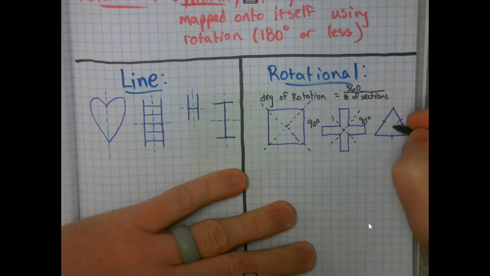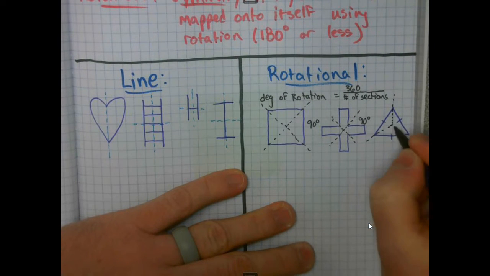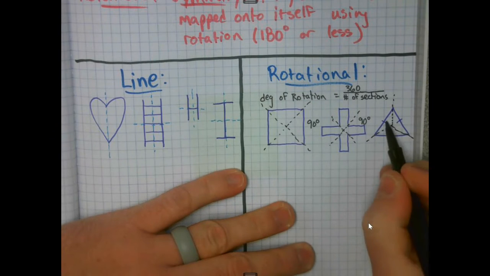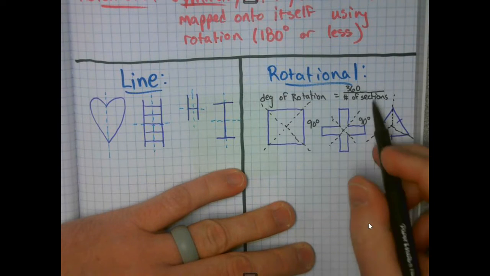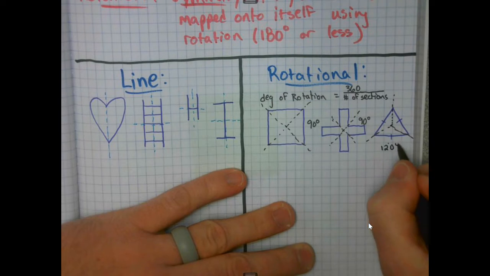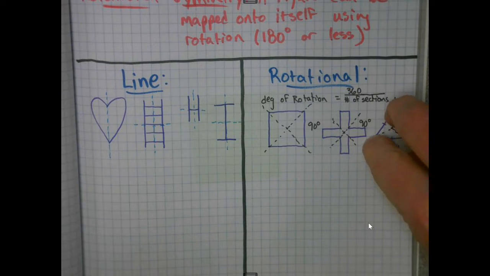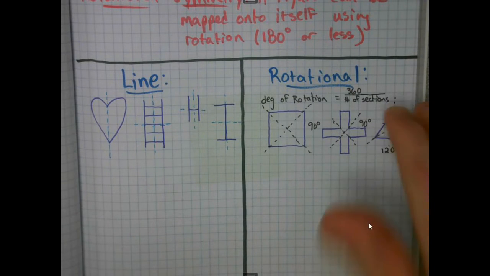Well, those sections are there. So now that's 1, 2, 3 sections. So 360 divided by 3 is 120. So an equilateral triangle has 120 degrees of rotation, meaning every time I turn it 120 degrees, it lines up on itself.